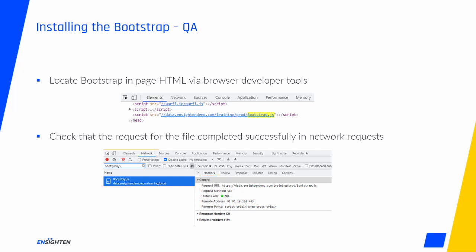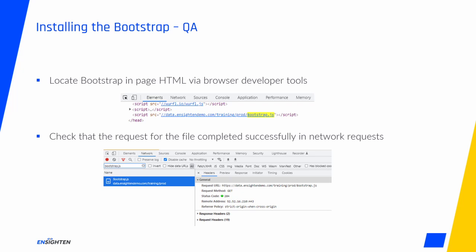Once the developer tools are open, navigate to the tab that shows the current HTML of the page. For example, in Chrome, this is the Elements tab. Within the HTML, you should be able to locate either visually or with a search feature the Bootstrap that you've placed on the page. If you can do so, that's half the task done.